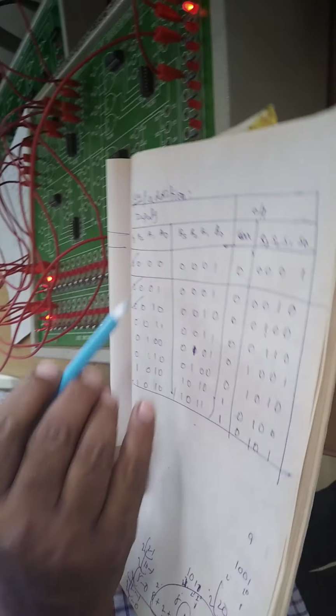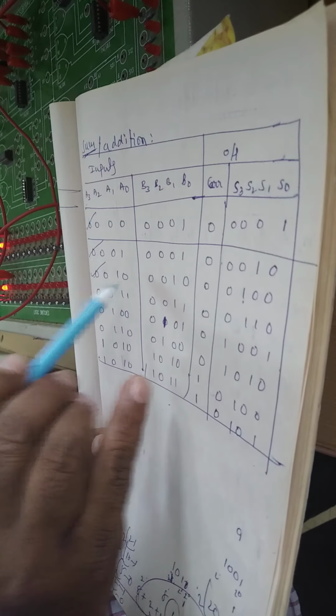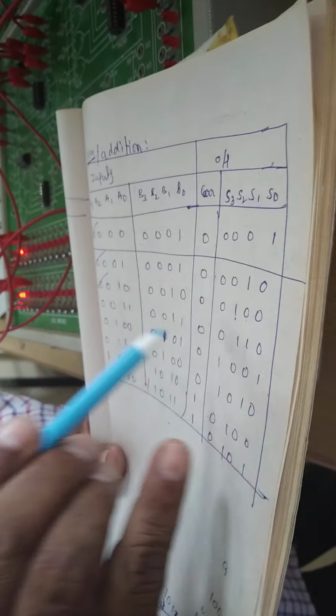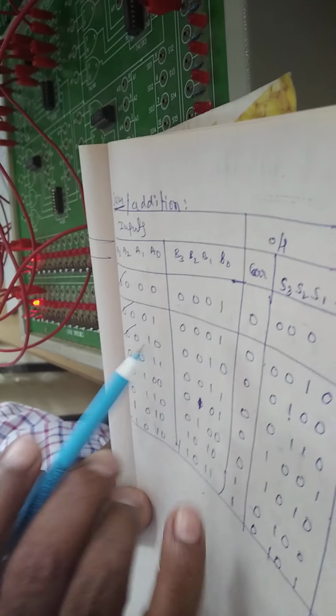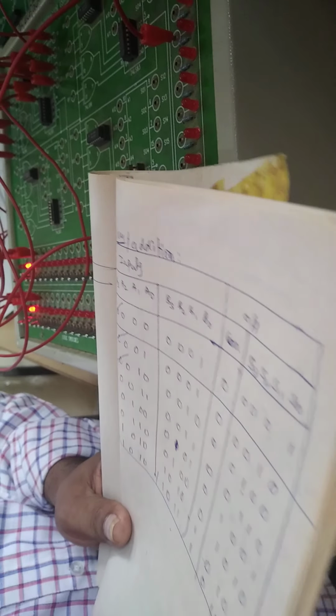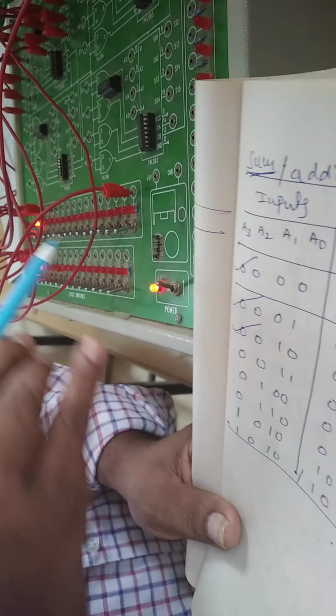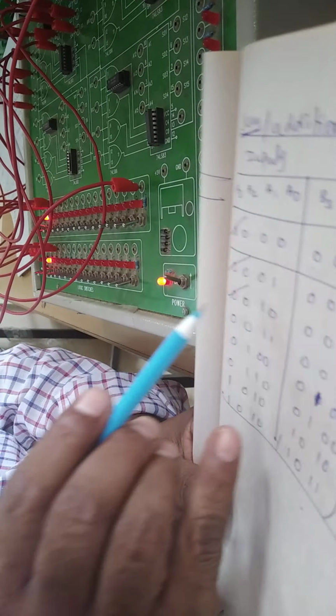Okay, next condition. According to this truth table, you will apply the voltage. So theoretically this one. Practically, is this truth table implemented or not? Please check. I prepared the truth table. According to the truth table, I show it practically. So now next condition.